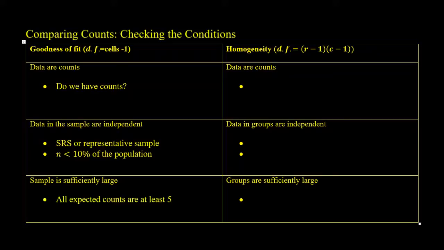For homogeneity, our degrees of freedom are the number of rows we have, minus 1, times the number of columns we have, minus 1. To check our assumption that data are counts, we just verify that we have counts of data in each cell. Did we count total values up?